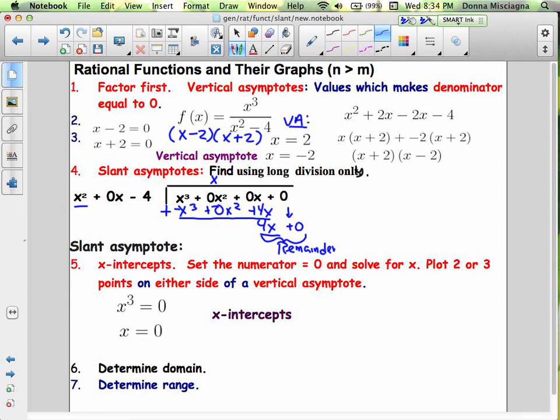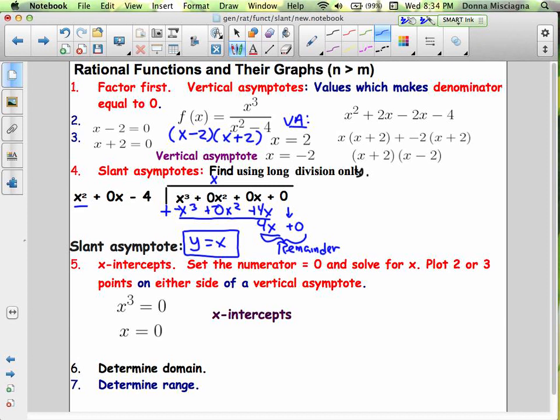And we can't do any more dividing because what we're left with here is a smaller degree than what our divisor is. Right? So your divisor has to at least be the same degree. Because the x squared canceled out and we don't have any x squareds, I can't do any more dividing. So that means the slant asymptote is y equals x. Nice, easy slant asymptote there. Right? We don't care about the remainder. We're just going to use the part that went in evenly.